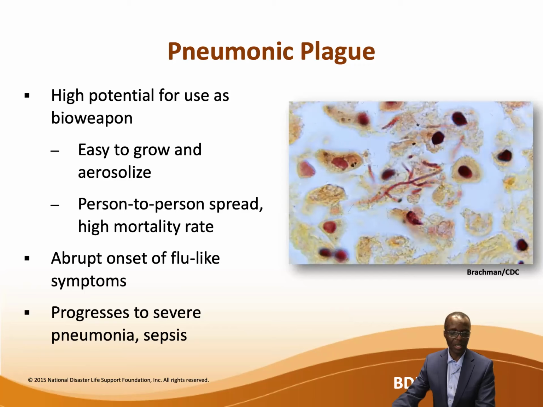Symptoms include the abrupt onset of flu-like symptoms, including high fever, chills, cough, shortness of breath, chest pain, nausea, and vomiting. This evolves into rapidly progressive pneumonia, respiratory failure, and overwhelming sepsis.